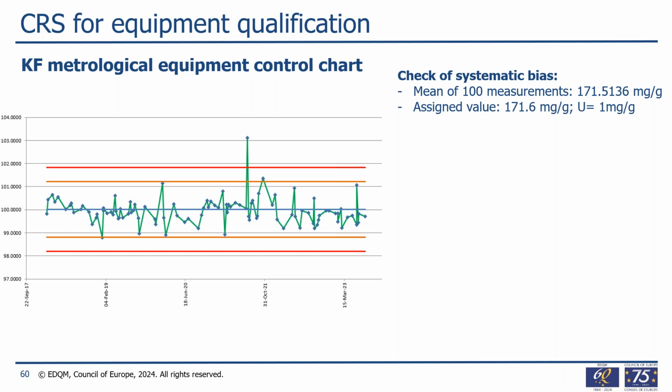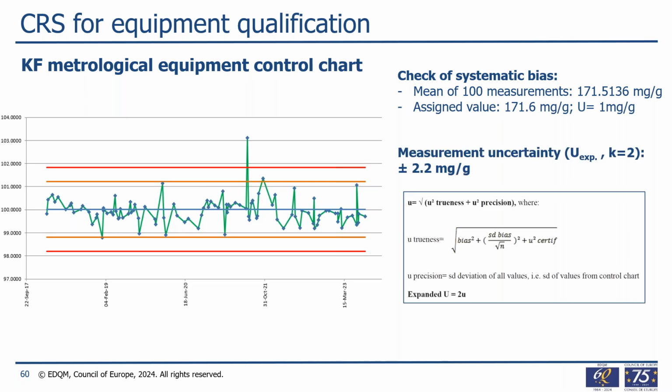And based on this metrological control chart, we estimated systematic bias compared to the assigned value of the CRS, and also the uncertainty, which is due to the precision of our instrument, or better, the lack of precision. With this, we have calculated the overall measurement uncertainty of our method, which is asked by some competent authorities.